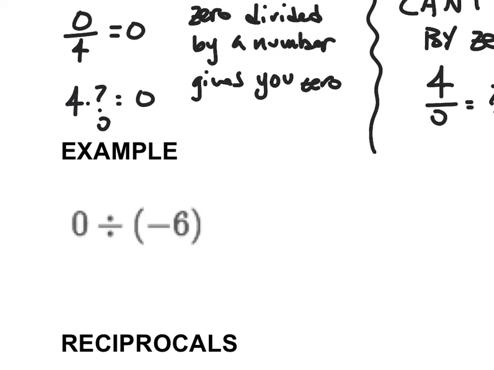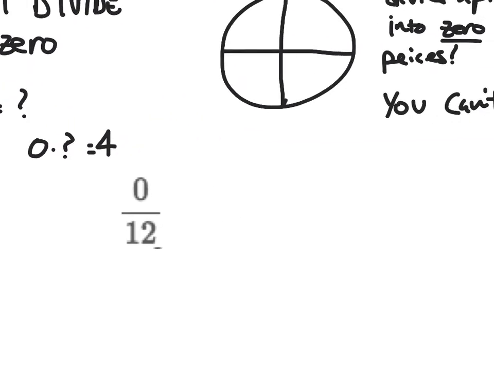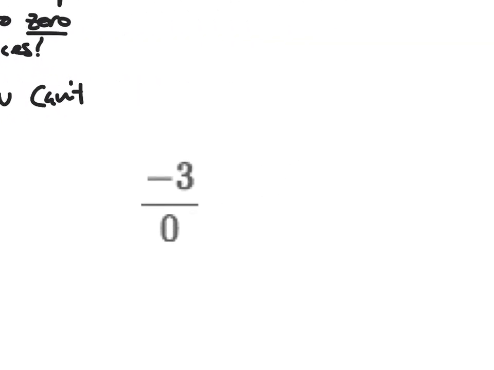All right, so let's do 0 divided by negative 6. What's that going to give me? It's going to give me 0. 0 divided by a number is just 0. Same thing with 0 divided by 12. That's just going to give me 0. But if I do negative 3 divided by 0, what I write is that it does not exist. That operation can't happen. And that's it.